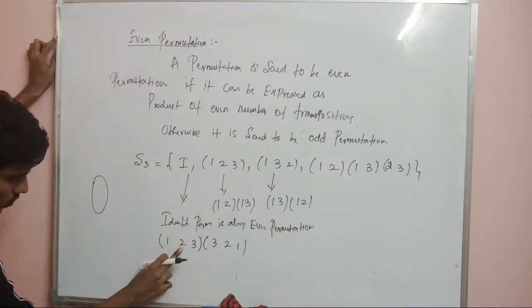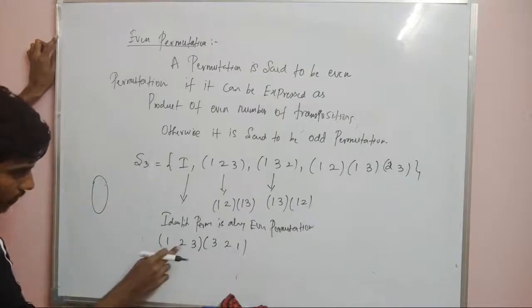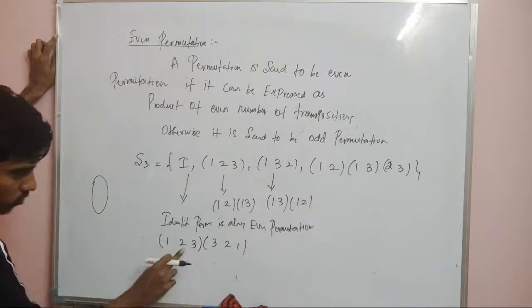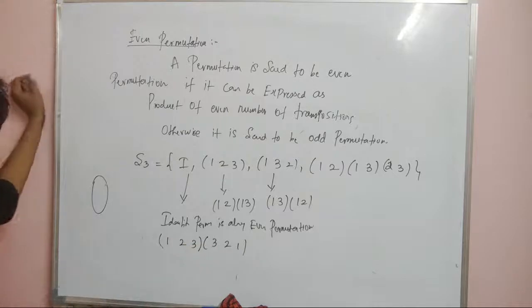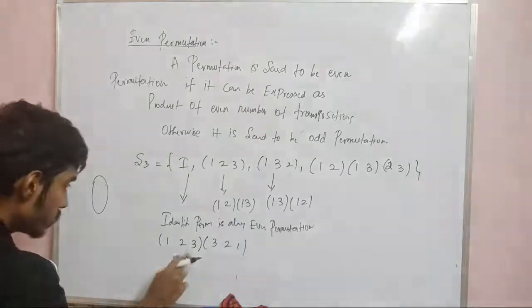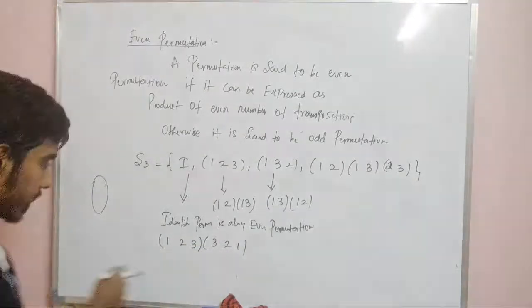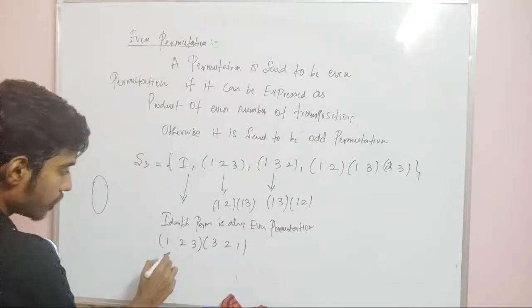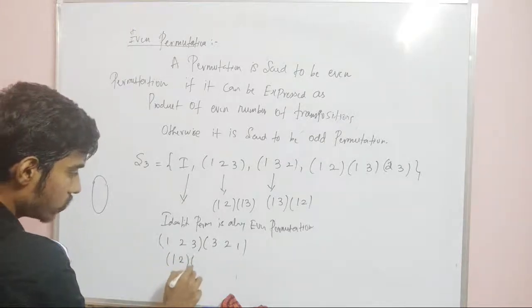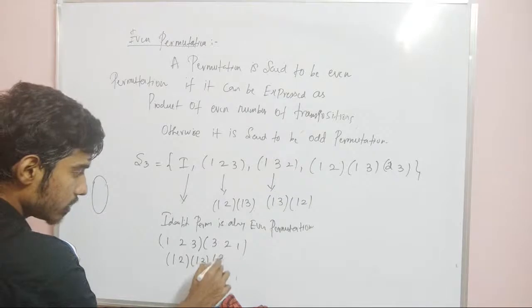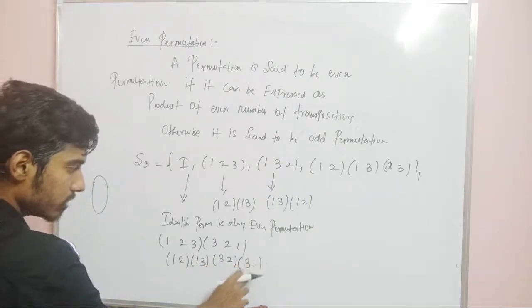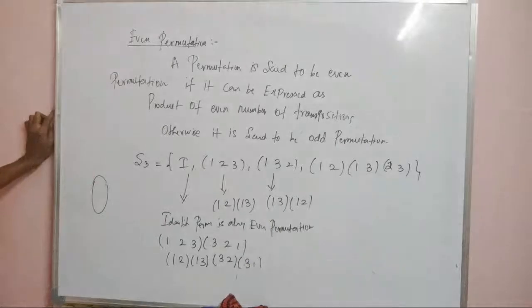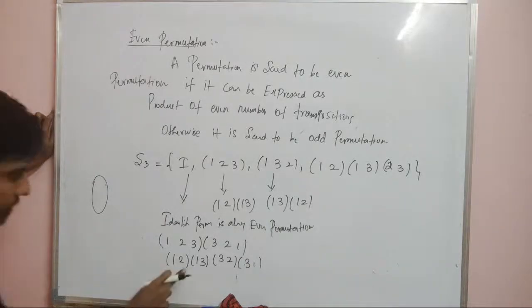1 goes to 2, 2 goes to 1, 2 goes to 3, 3 goes to 2 again, 3 goes to 1, 1 goes to 3 again. So I can represent an ID permutation as 1 2 3 3 2 1. And again I can write this as a product of transpositions: 1 2, 1 3, 3 2, 3 1. So in this way I can write every permutation like this.